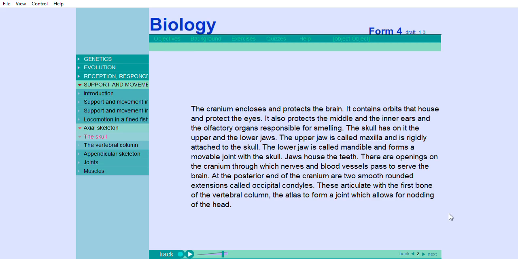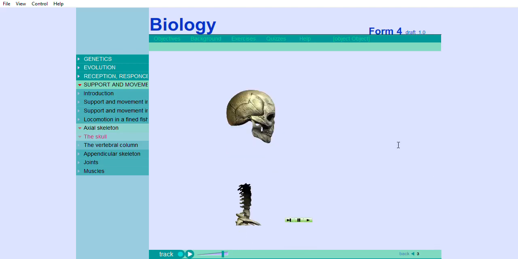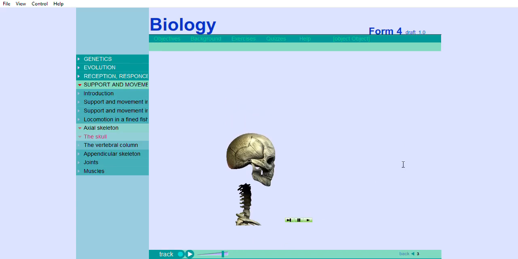At the posterior end of the cranium are two smooth rounded extensions called occipital condyles. These articulate with the first bone of the vertebral column, the atlas, to form a joint which allows for nodding of the head. Play the animation to show how the atlas articulates with the occipital condyles of the cranium.